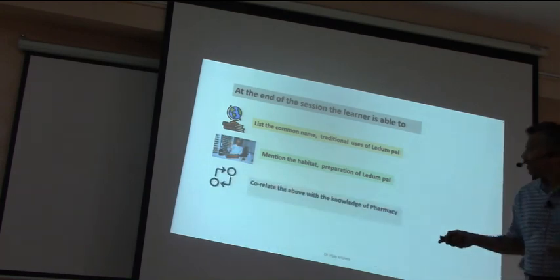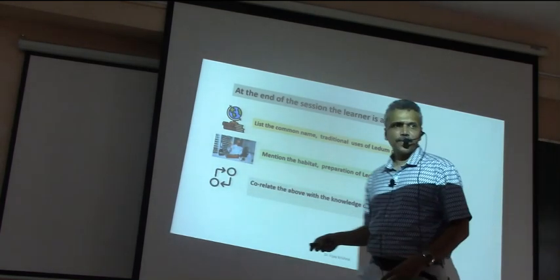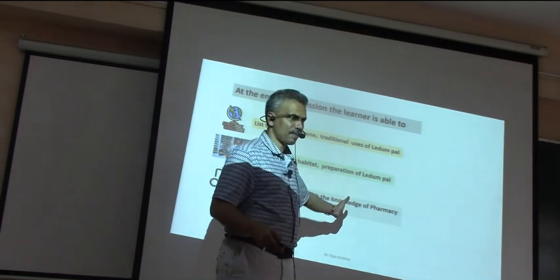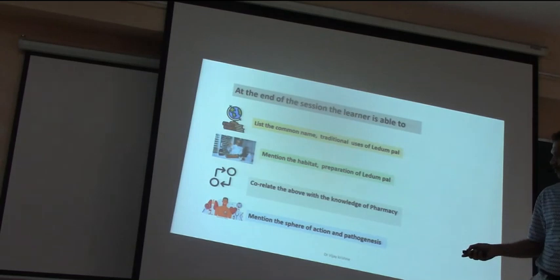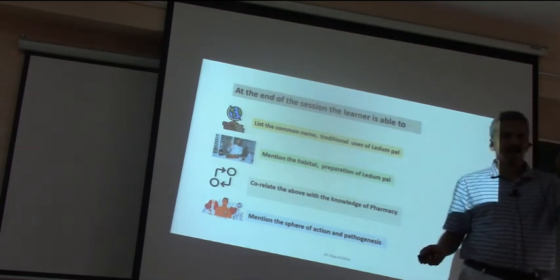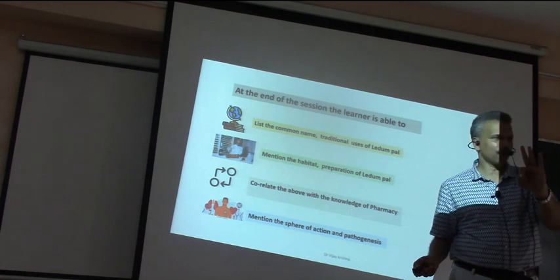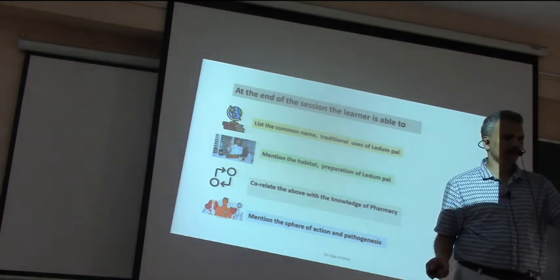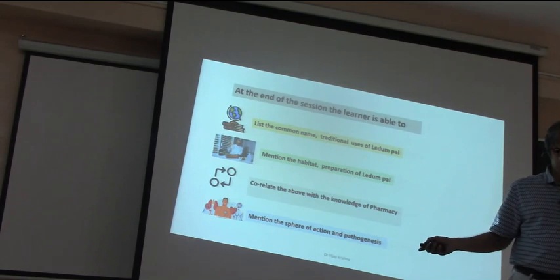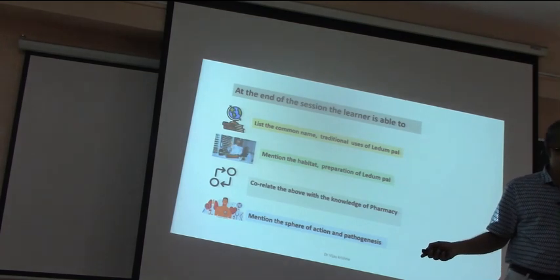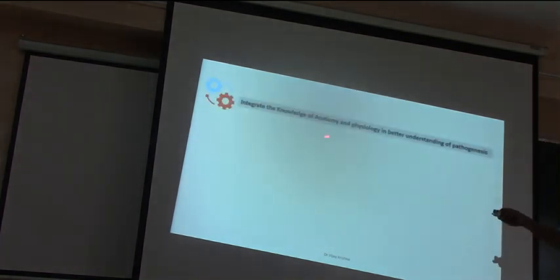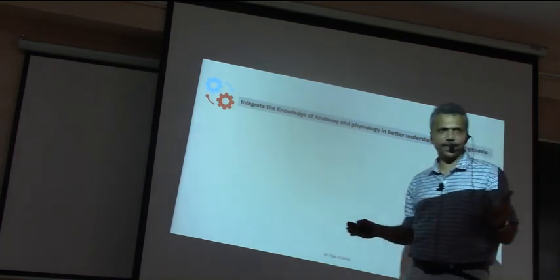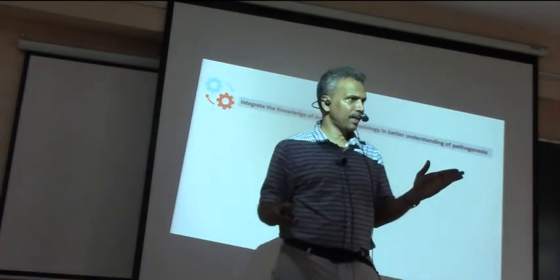And they will be successful in correlating with knowledge of pharmacy. And it's very important. And then sphere of action. Three things should come: joints, skin, circulation. On joints, inflammation, good. On skin, eruptions. On circulation, weakened circulation, good. And this we try to integrate with knowledge of anatomy and physiology.